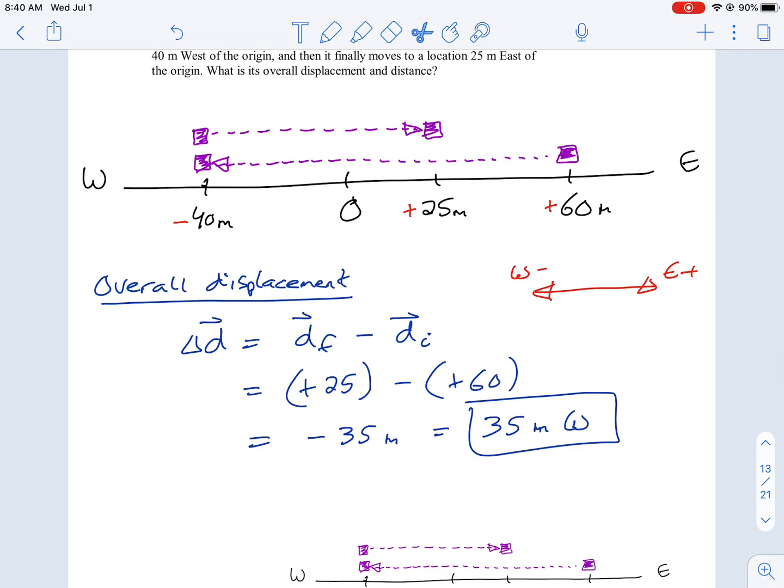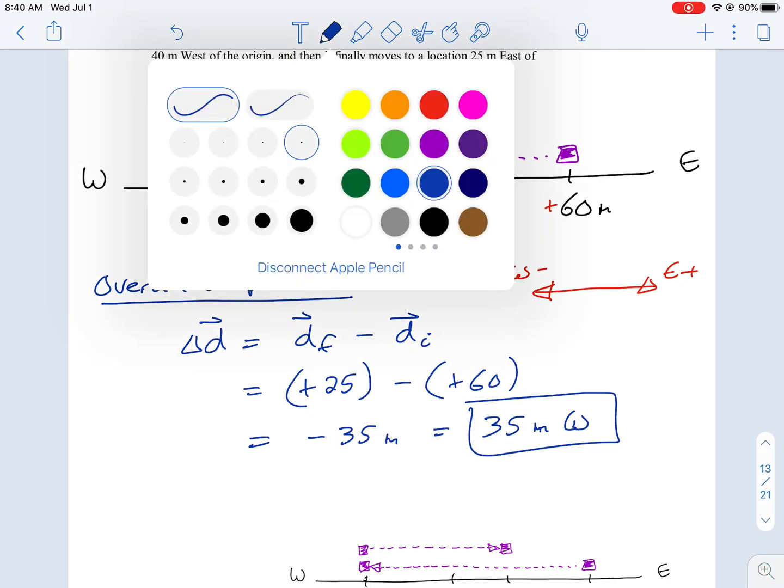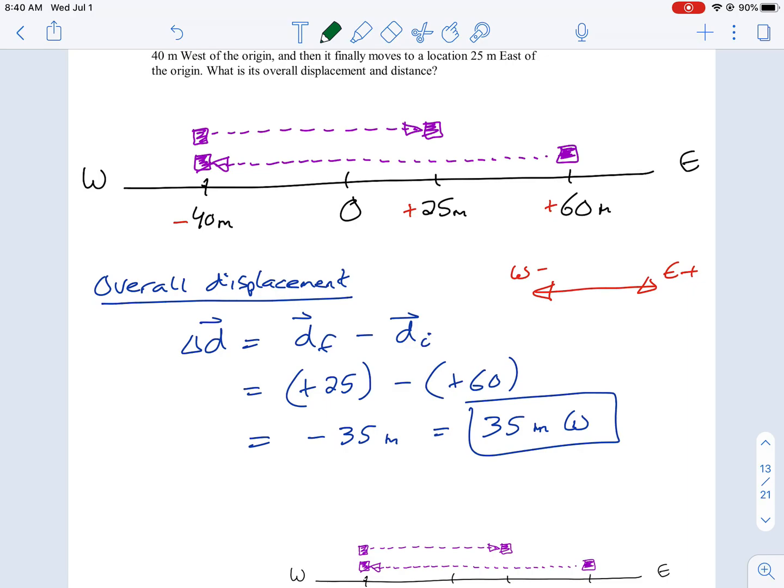Now remember, displacement goes from where to where. It is your what to what vector. Answer, it is your start to finish vector. So, notice that we started here and we finished here. From start to finish, this is the overall displacement. You can see it's definitely going to the west, and you should be able to calculate that that is actually going to be 35 meters long. Good. So that's displacement. Now let's talk distance.